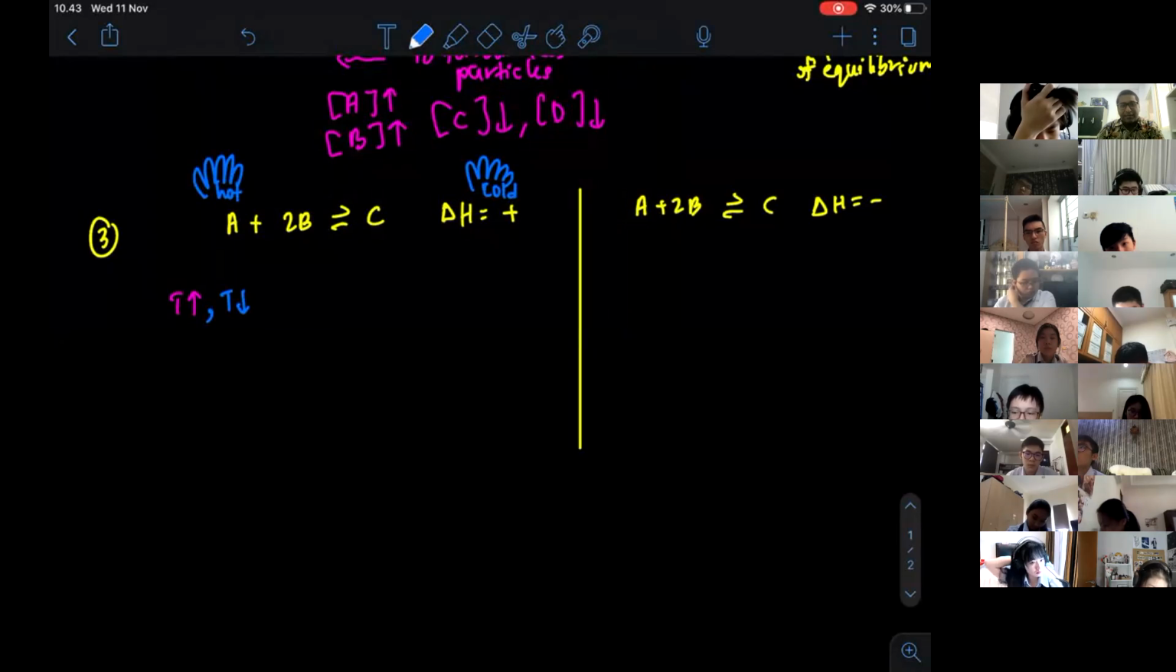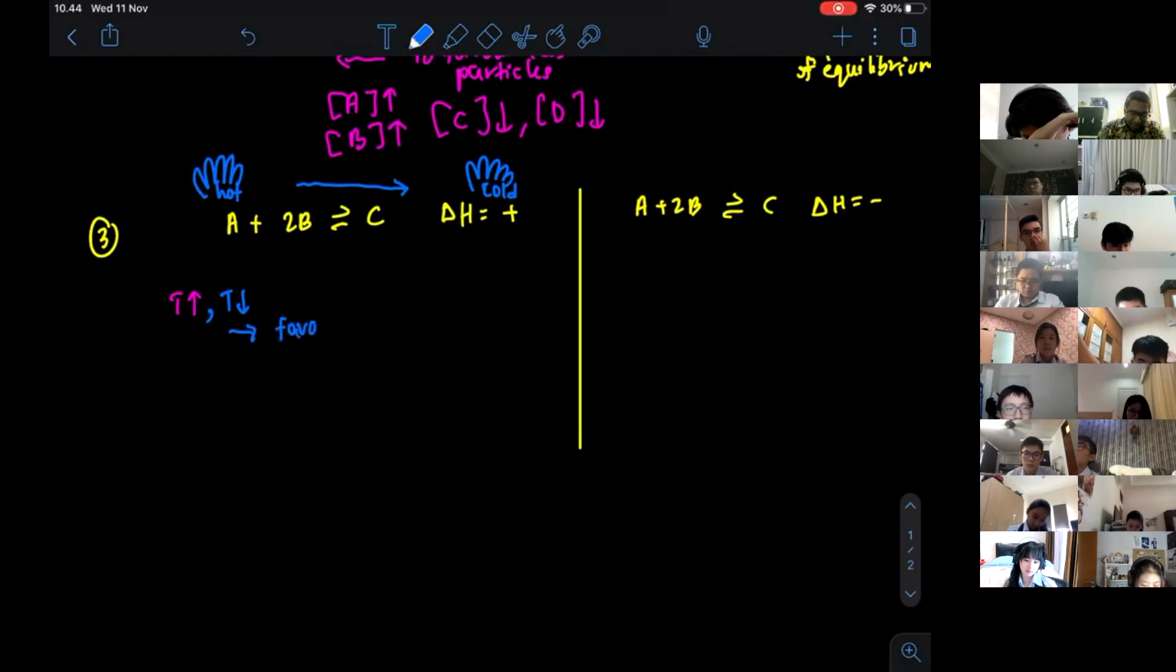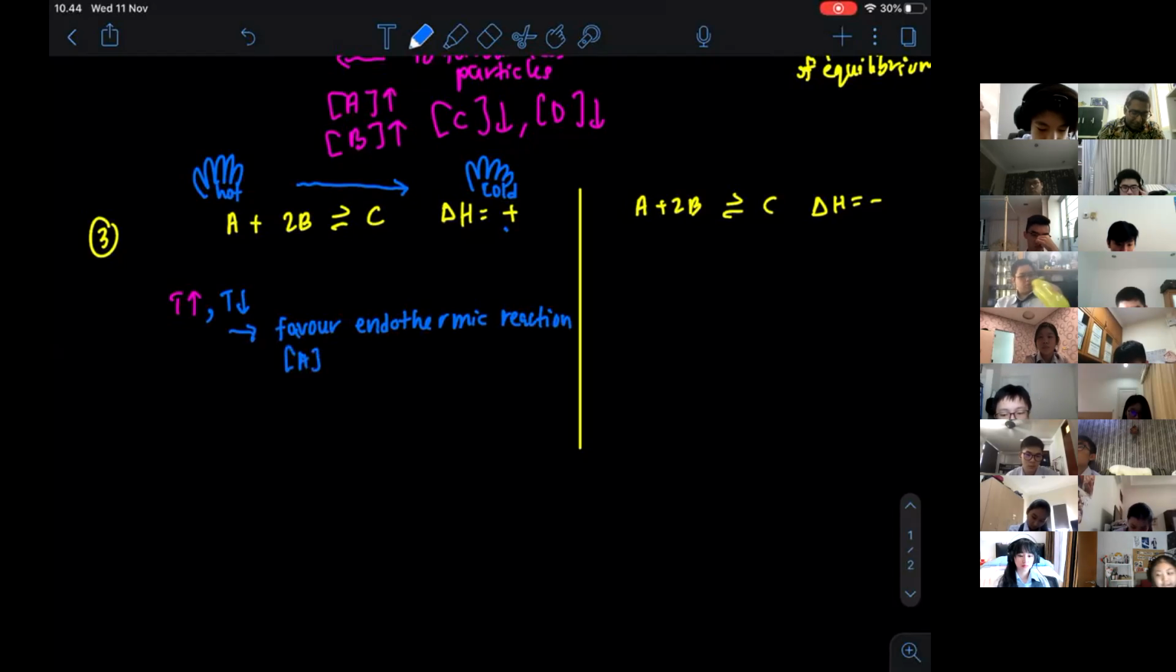So now, when I increase the temperature, I need to bring down the temperature. How do I bring down the temperature? By moving from hot to cold. So the position of the equilibrium is shifted to the right. I told you related to temperature, please say the position of the equilibrium will favor what reaction? It is going to the right, which is positive, so it will favor the endothermic reaction. In that process, your concentration of A will decrease, your concentration of B will decrease, and your concentration of C will increase because it's being formed. So this is one example.